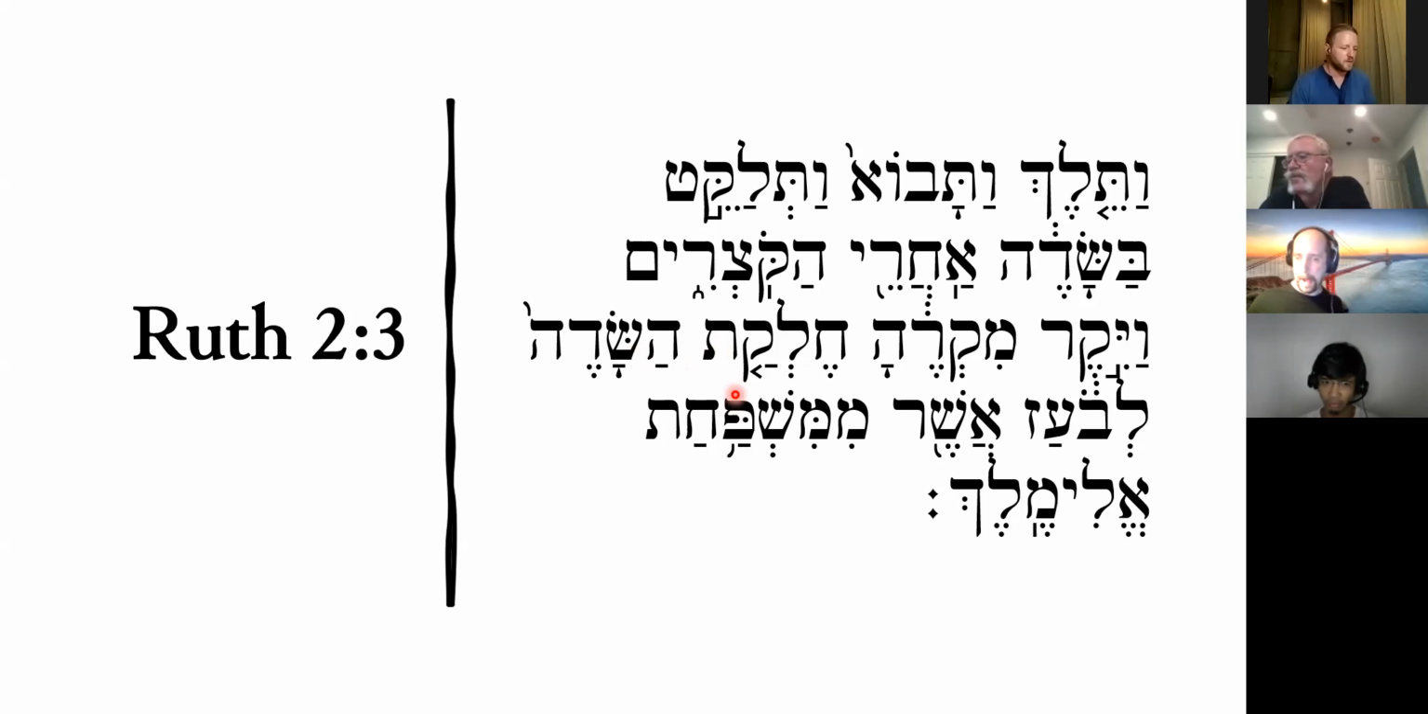So he had the part of the field that she accidentally started to walk around in. So chelkat hasadeh, the portion of the field, or the part of the field, belonged. I'm surprised they didn't give that. Maybe they put it in the vocabulary. Belong, yeah, they said portion. Belong to.